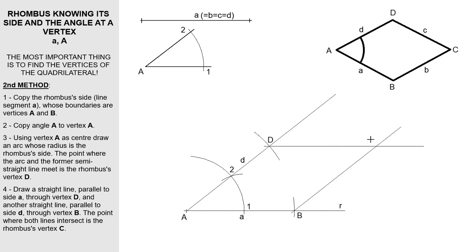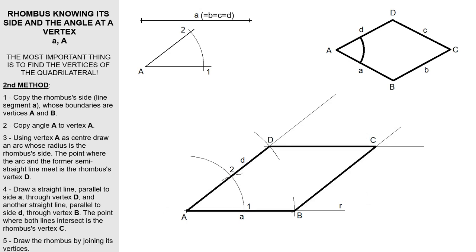The point where both straight lines intersect is vertex C left, so we can draw the rhombus and name its elements.